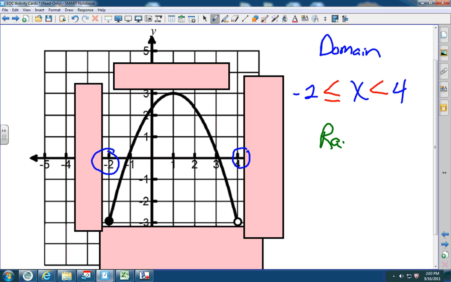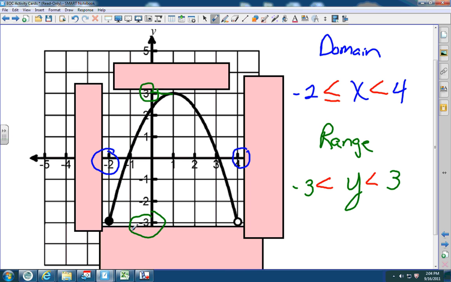The range. The range is y. It goes up and down. The lowest points down here are at -3. The highest points up here, that's right there at 3. My symbols, we're always going to point it to the left if we have that small number on the left.